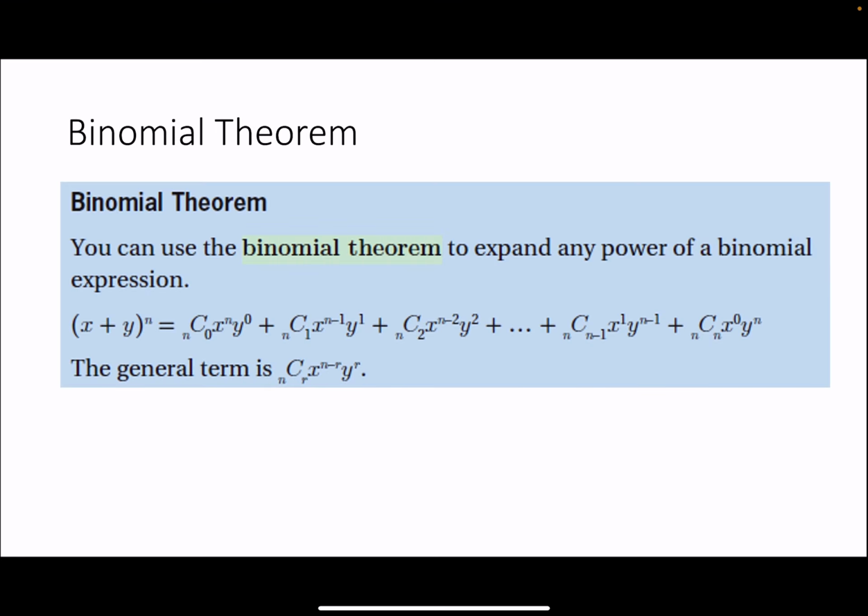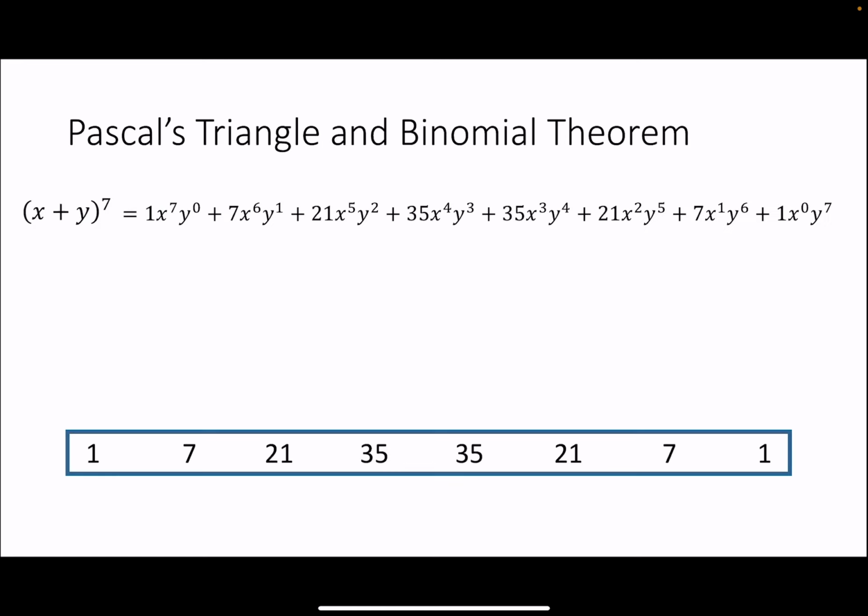You can use the binomial theorem to expand any power of a binomial expression. So I could do this to any n, right? So what's the next term? 1, 8, 28, 56, 70, 70. No, 56. This would be 28, 8, 1. This would be 1, 9, 1, 9.